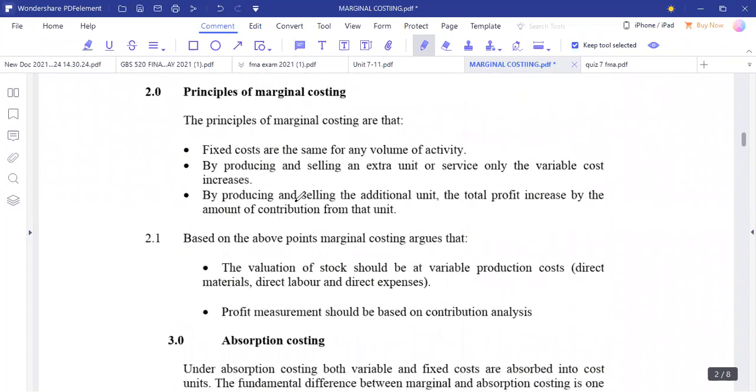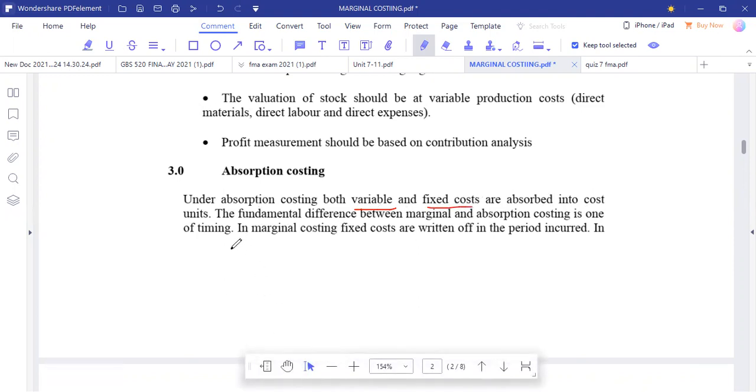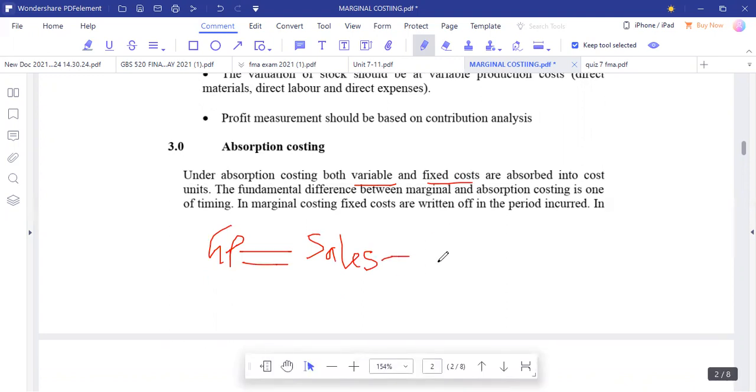Under absorption costing, both variable and fixed costs are absorbed into the cost of a unit. So we consider both the fixed and variable cost to find the gross profit. Our gross profit, the GP, is equal to sales minus the cost of sales. This one is just similar to the financial statement preparation of the income statement.